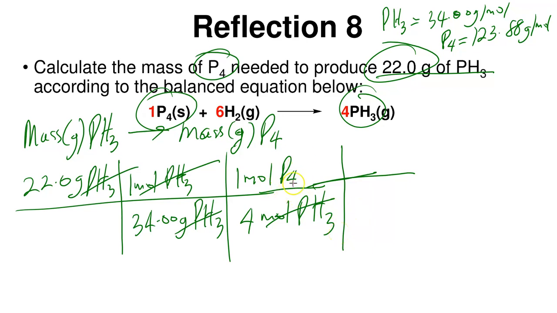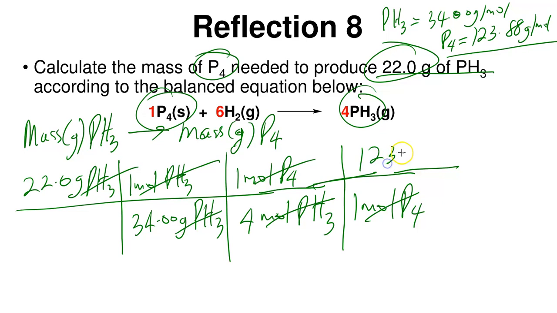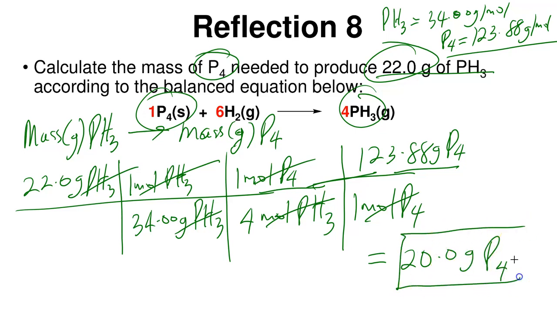And finally, when I want to remove moles of P4 and convert it to mass, what is the molar mass? The molar mass of this guy is this. So the mole is going to be down, P4, so it will cancel, and the molar mass is going to be on top, 123.88 grams of P4. If we did our multiplication right, we're going to get 20.0 grams of P4. That will be our final answer.